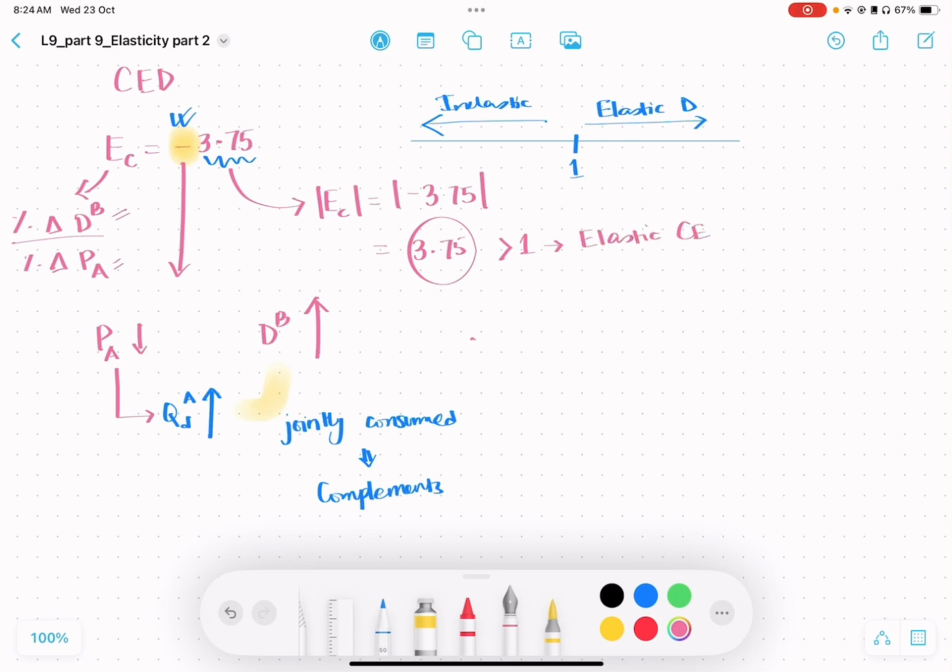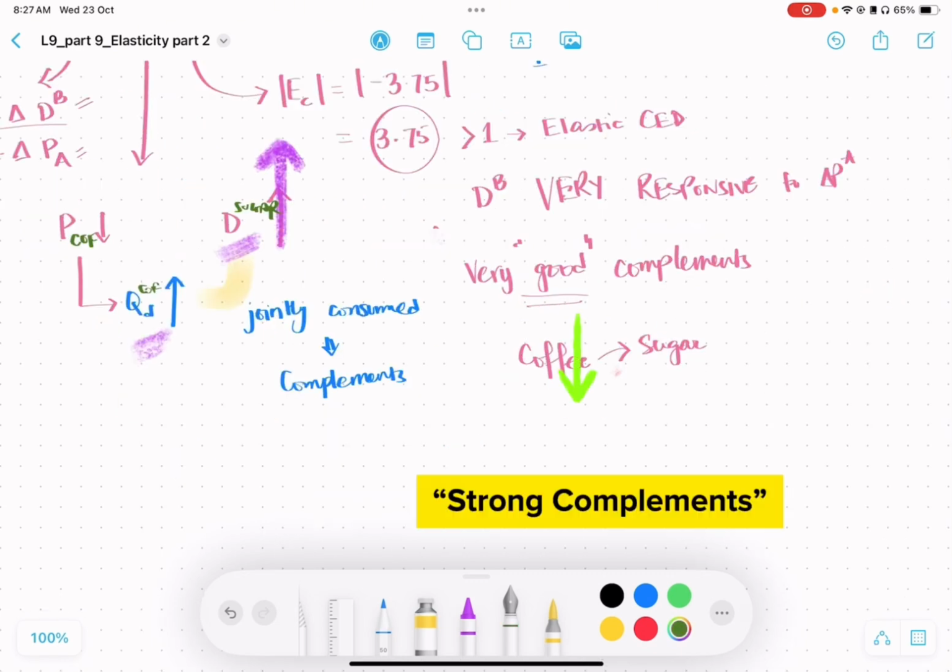elastic CED. What does elastic CED actually mean? It means that demand for good B is very responsive to change in price of good A. So what that means is that, you start consuming more of good A, your demand for good B also shoots up. It just means that we are dealing with very good complements. So when we say very good complements, essentially what we're trying to say is that they go very well together.